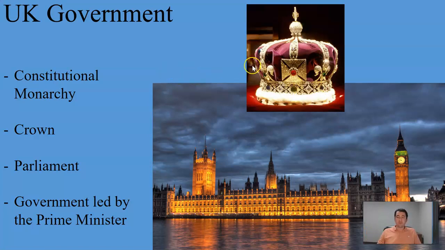So for a very long time, the entirety of the UK government was the monarch, and the monarch had all of the power. And slowly, over time, the monarch sometimes had power taken away from them, or made deals with Parliament such that Parliament gained more and more power over time. And now that has led to what we have here, which is a constitutional monarchy.